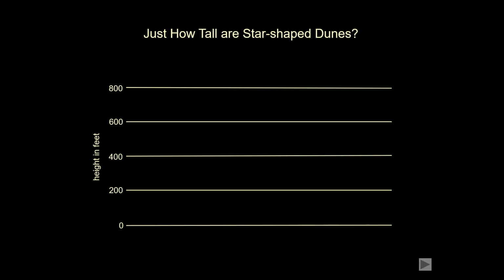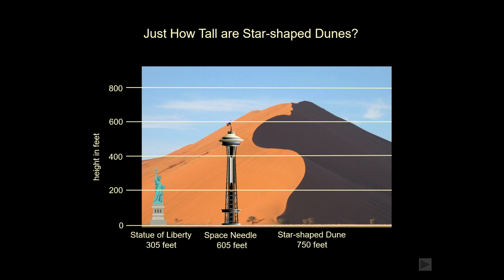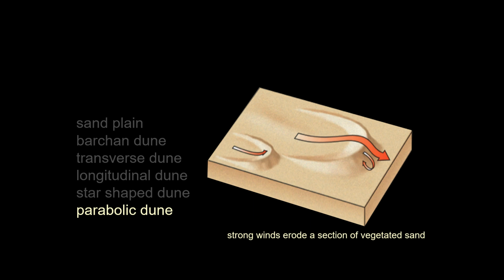To create these star-shaped dunes. Just to show you how large star-shaped dunes are, I created this graphic so you can visualize. If the Statue of Liberty is 300 feet tall, we can throw the Space Needle in Seattle on there at 605 feet tall. And how about a star-shaped dune at 750 feet tall? Some of these in the Namib Desert in the southern part of Africa are massive. They're huge.